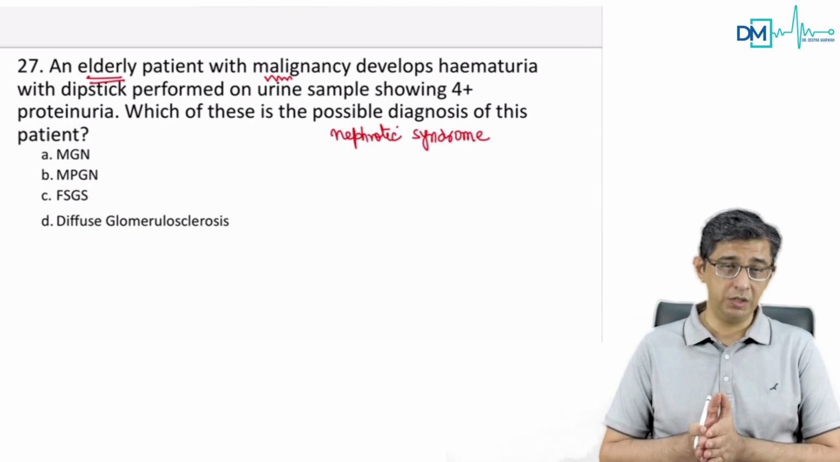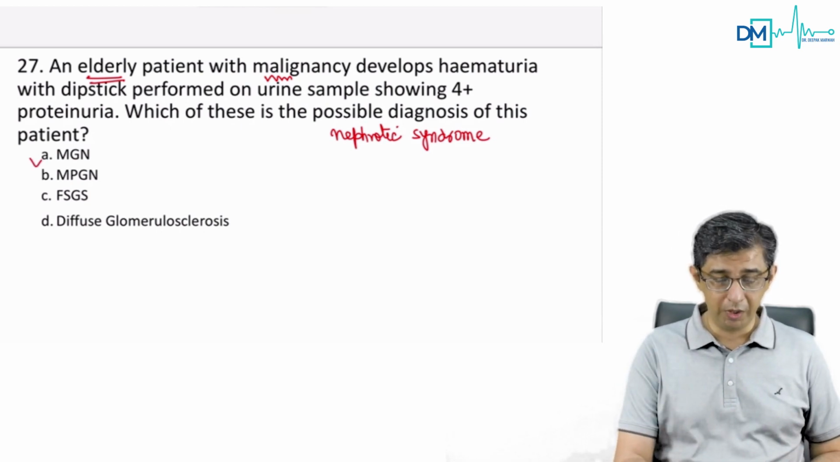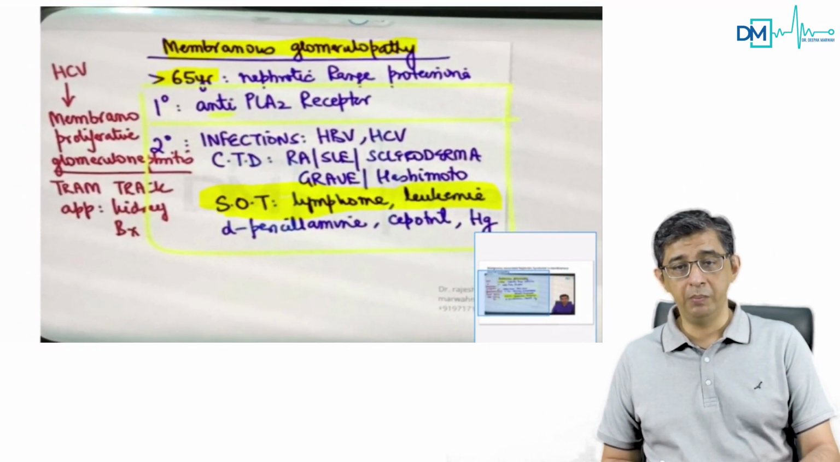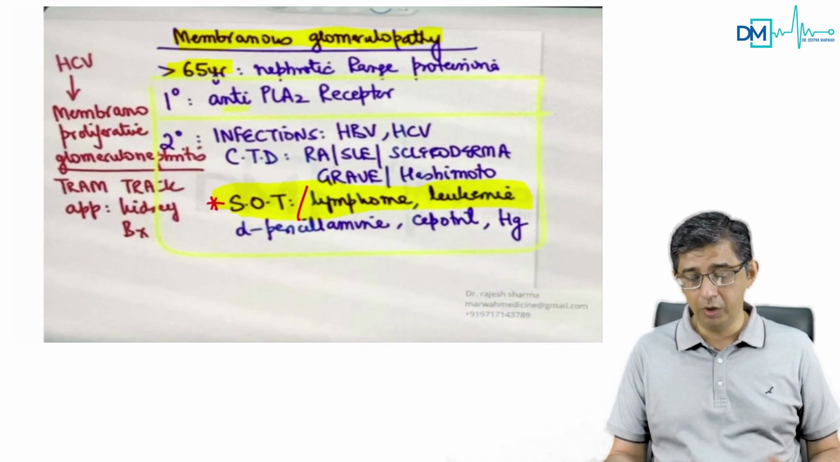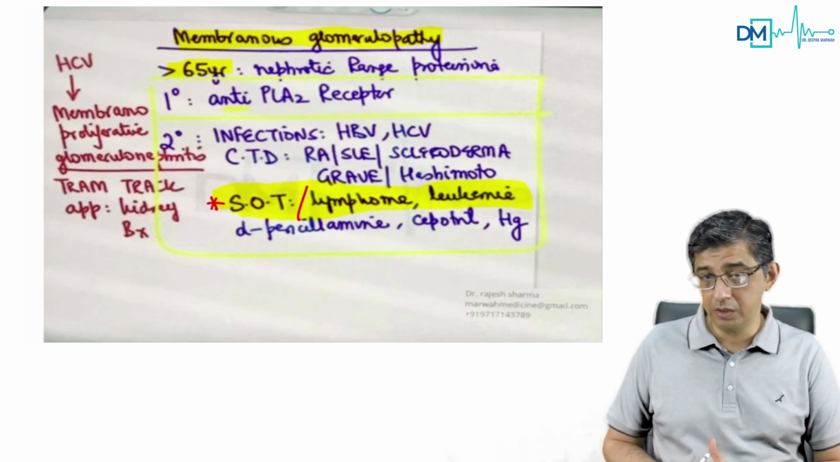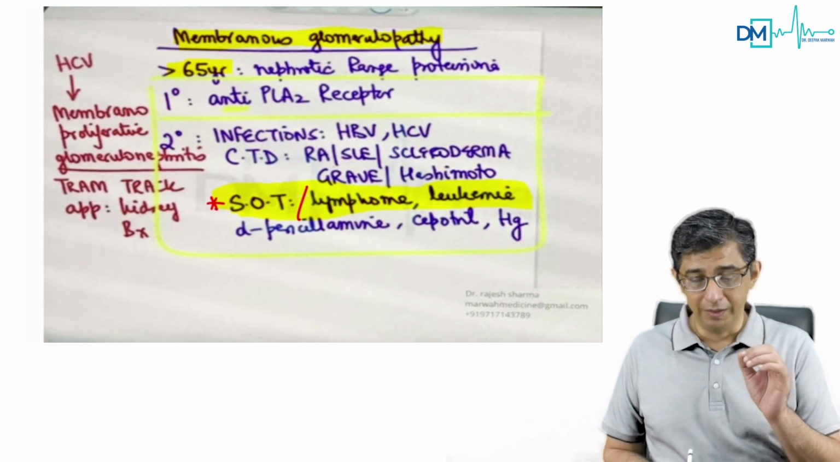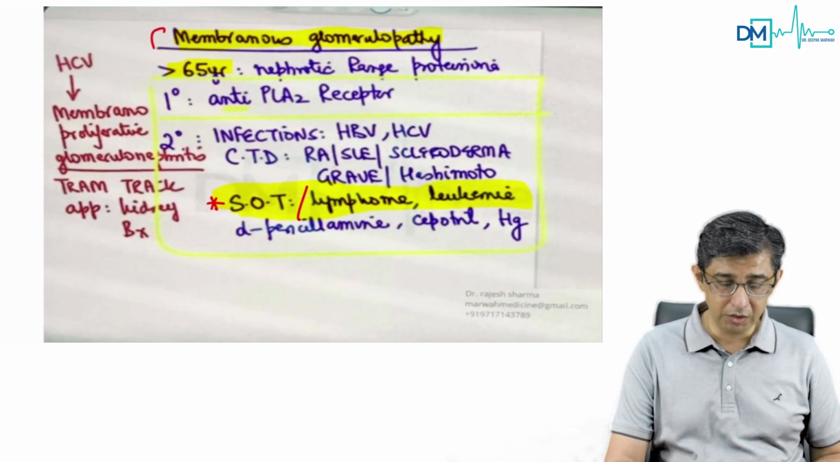So, which nephrotic syndrome is associated with malignancy? The correct answer for that would be MGN, membranous glomerulopathy. You can see a snapshot from the app where I've highlighted that membranous glomerulopathy is associated with solid organ tumors, or could be associated with lymphoma, or leukemias. In fact, the statement I've highlighted in the nephrotic syndrome part of the lecture is that nephrotic syndrome seen with cancer, nephrotic syndrome seen in old age, is MGN.